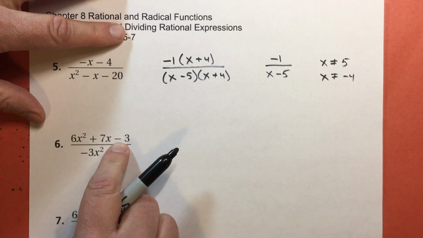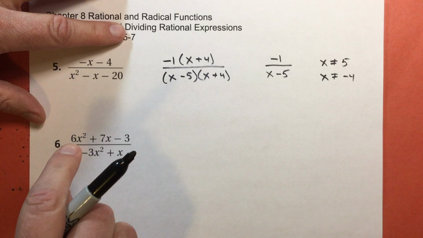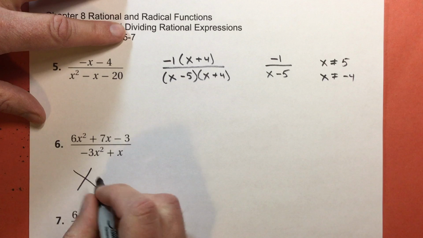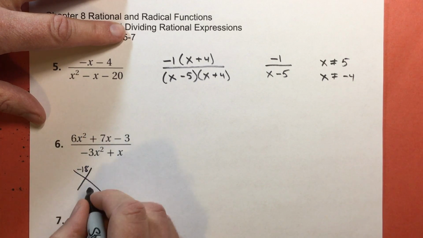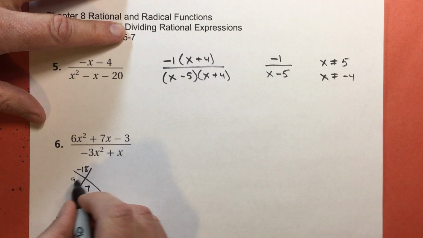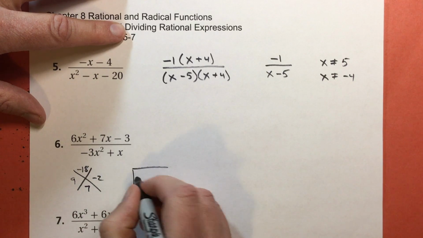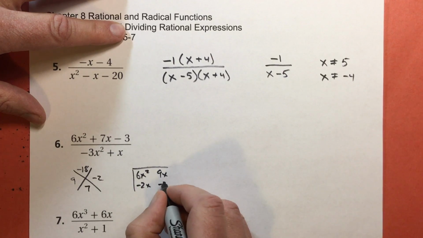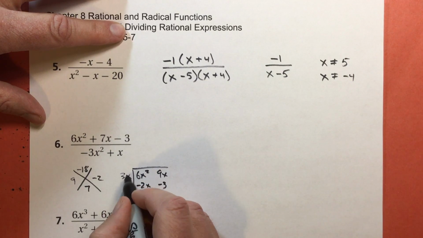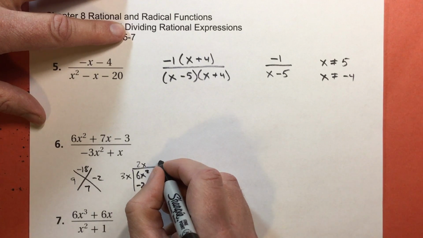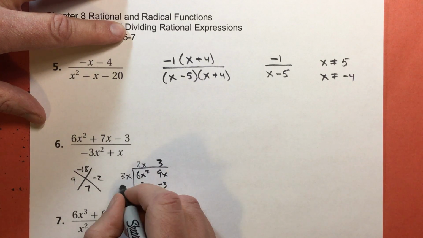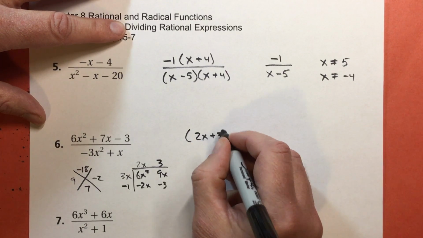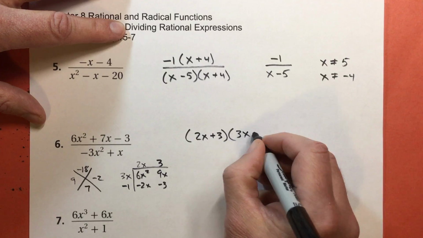Let's factor the numerator here. Again, it's another one of these quadratics where I have a number in front of the x squared, so I'm going to use my diamond again. 6 times negative 3 is negative 18. This is going to be 9 and negative 2. 6x squared, 9x, negative 2x, negative 3. This will be 3x, 2x, and 3. And this will be negative 1. So 2x plus 3 times 3x subtract 1.